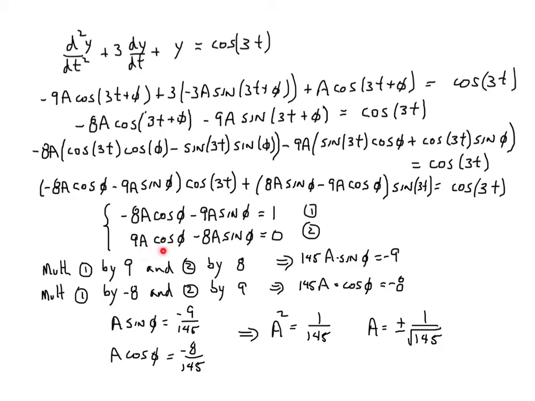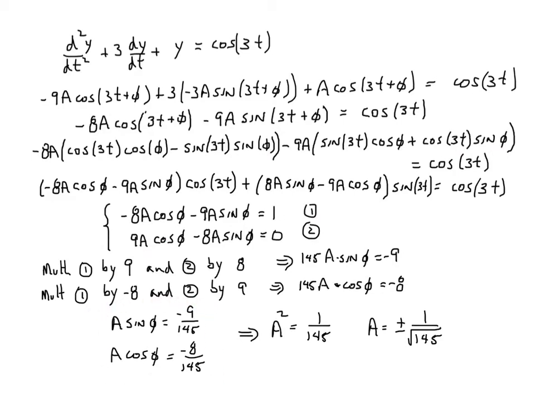Doing the similar procedure to knock out the sine terms, I'm left with 145a times cosine phi is -8. Well, if you looked at the Part A slide, this looks very familiar.